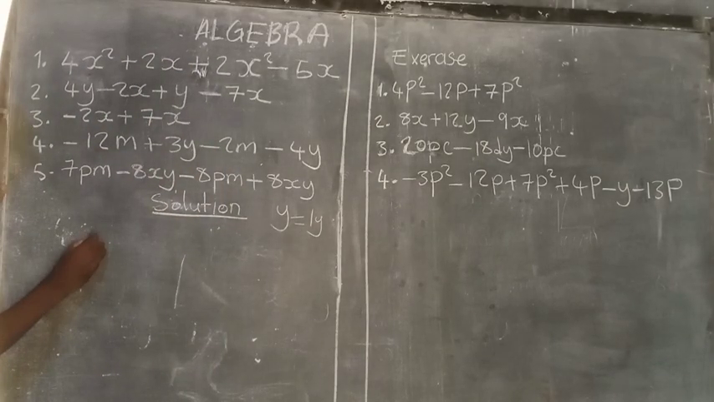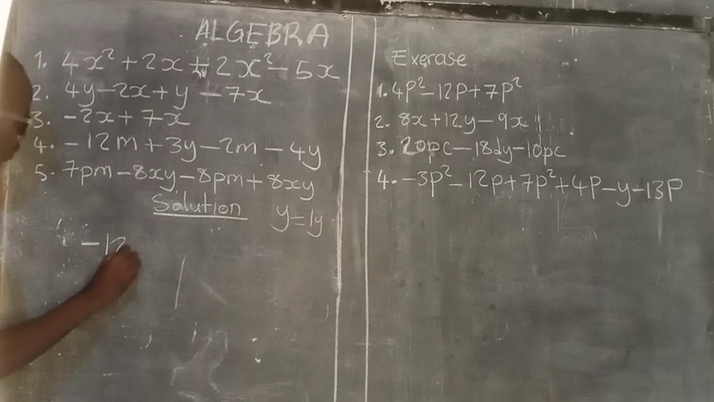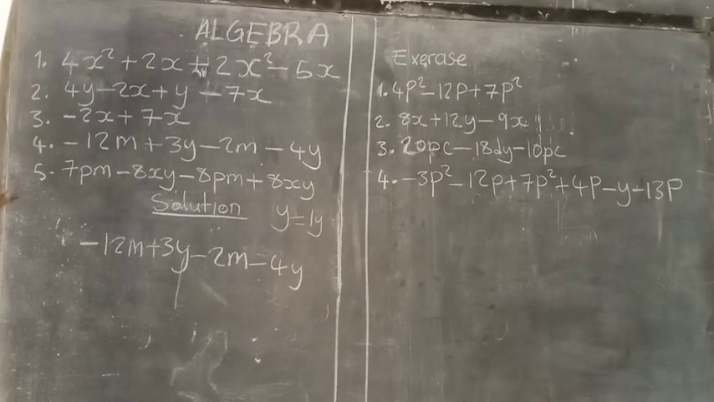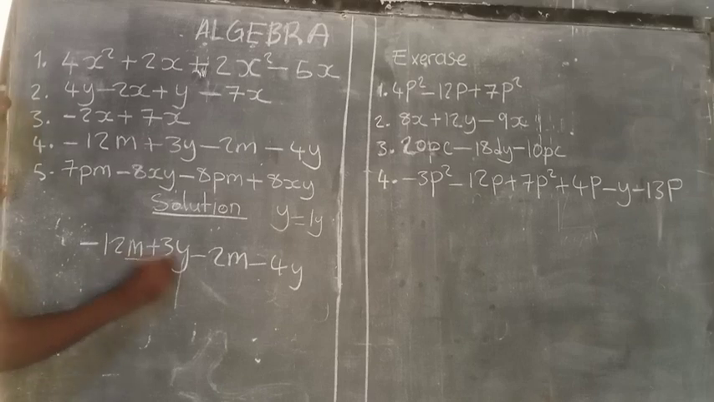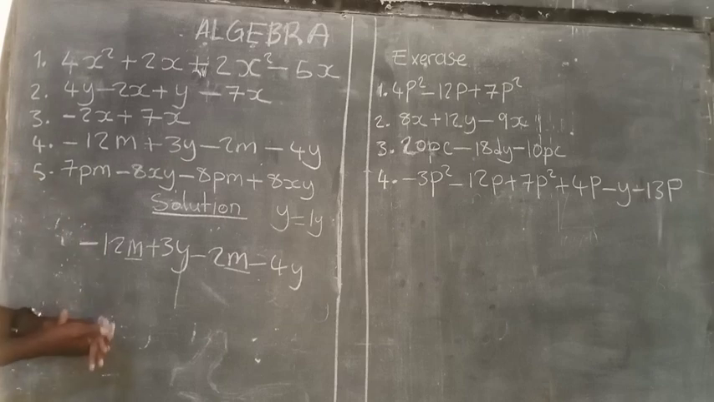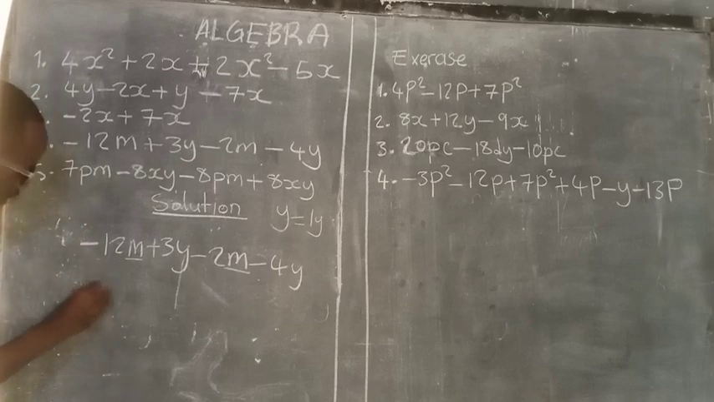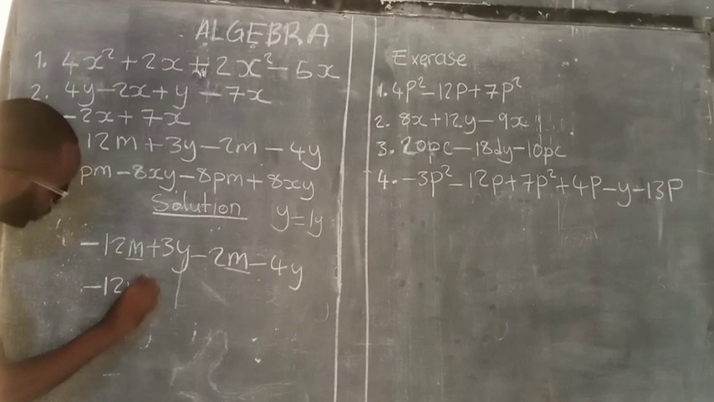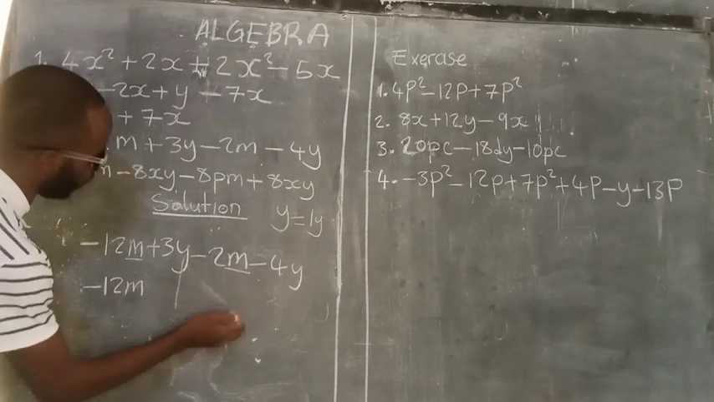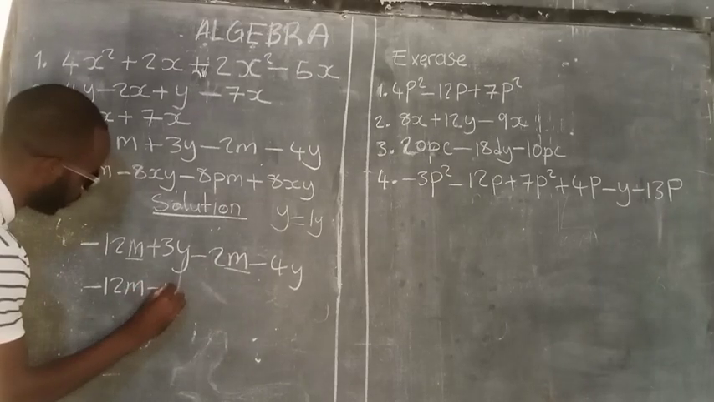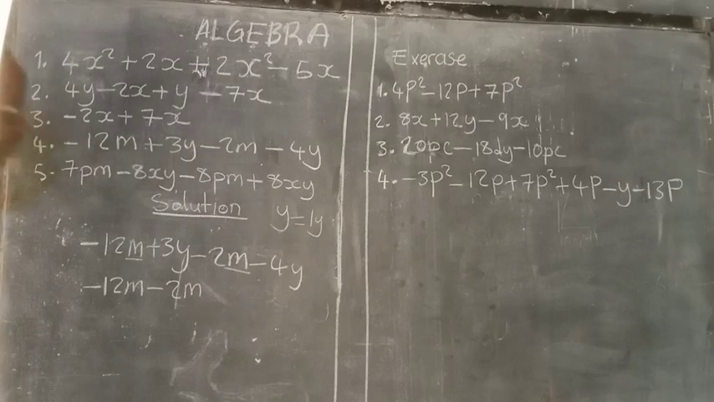Question number 4. We do the same. Let us identify the like terms in this expression. This m is exactly the same as this m. These are like terms. Let us put them together. Negative 12m minus 2m. Don't forget the sign in front of the numbers when you're collecting the like terms.